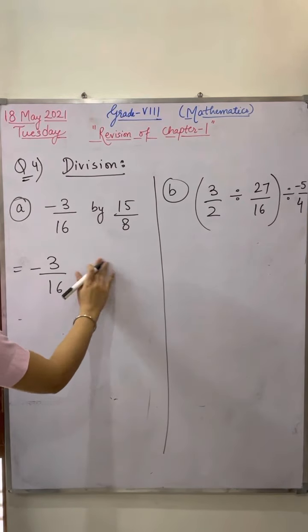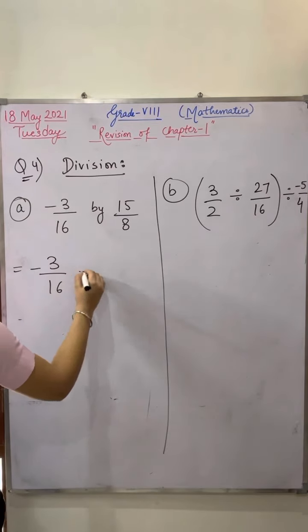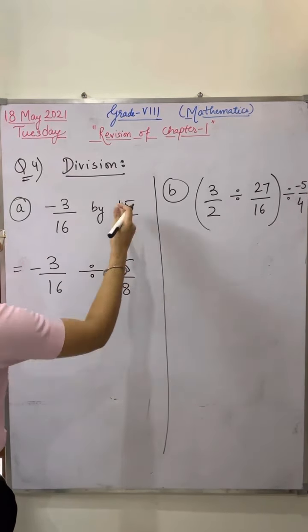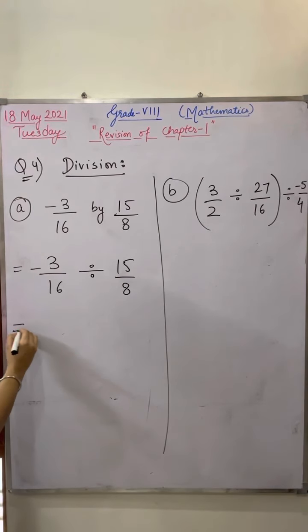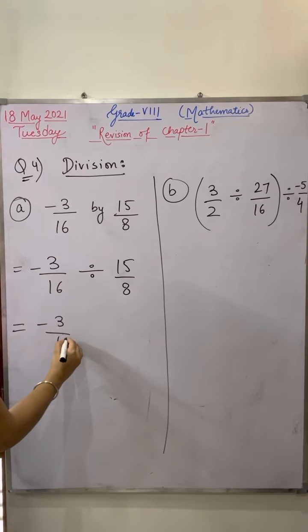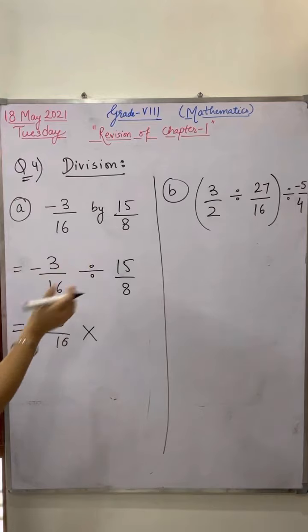Anshuman, how will I write the first step? Ma'am, it will go minus 3 upon 16 to 8 upon 15. First of all, write down the division sign. Okay. And the next term will be as it is. Now in the next step, you have to remove the division sign. If I remove the division sign, what should I write here? Multiply. Okay, and the next step will be next.